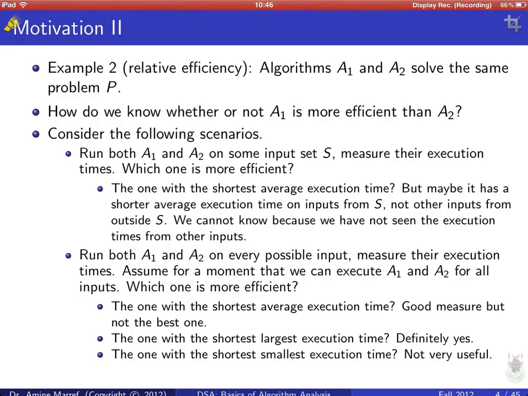Is it the one with the shortest average execution time, the one with the shortest largest, or the one with the shortest smallest? In algorithm analysis, the one with the shortest smallest execution time does not matter a lot. The one with the shortest average execution time sometimes matters. The one with the shortest largest execution time is the one that we usually look at. What we are interested in is how the algorithm is doing in its worst work. We call this the worst case, okay?